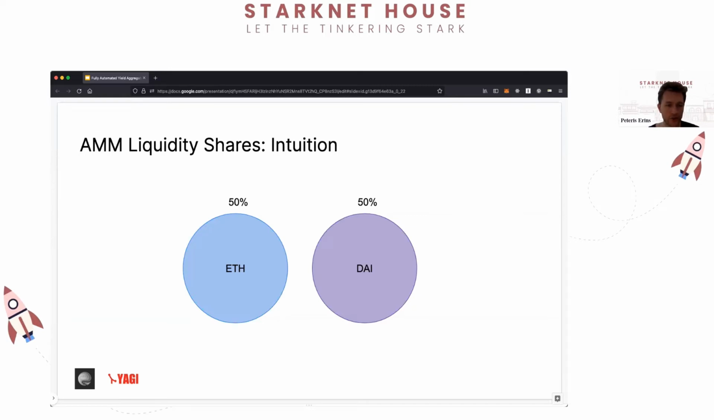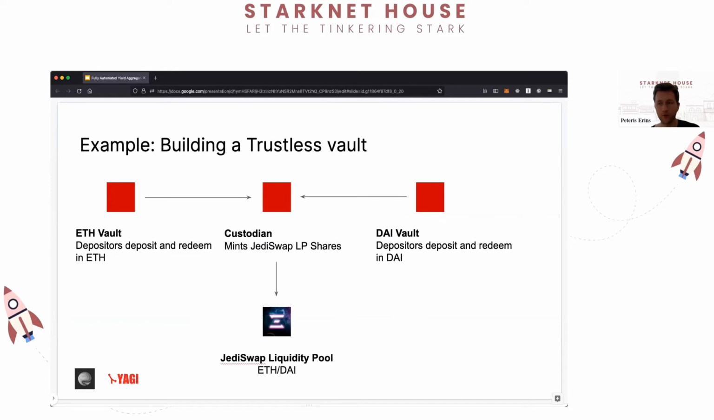And actually, when it comes to design, that's why we have this custodian contract, right? This custodian contract is going to hold the liquidity shares and then deposit into JediSwap. So to recap, we have 2 vaults, an ETH vault and a DAI vault. One allows people to deposit Ether, another one allows people to deposit DAI. That goes into the custodian, which then handles the purchasing, minting and redeeming of shares from JediSwap.